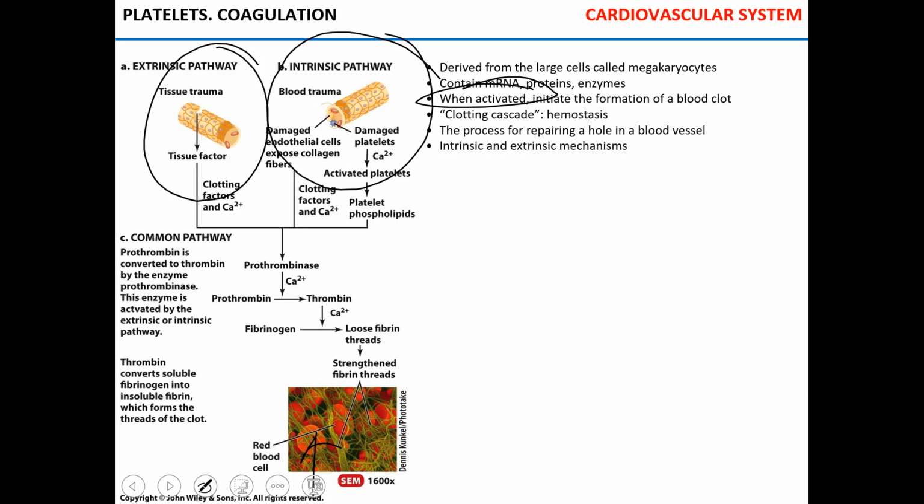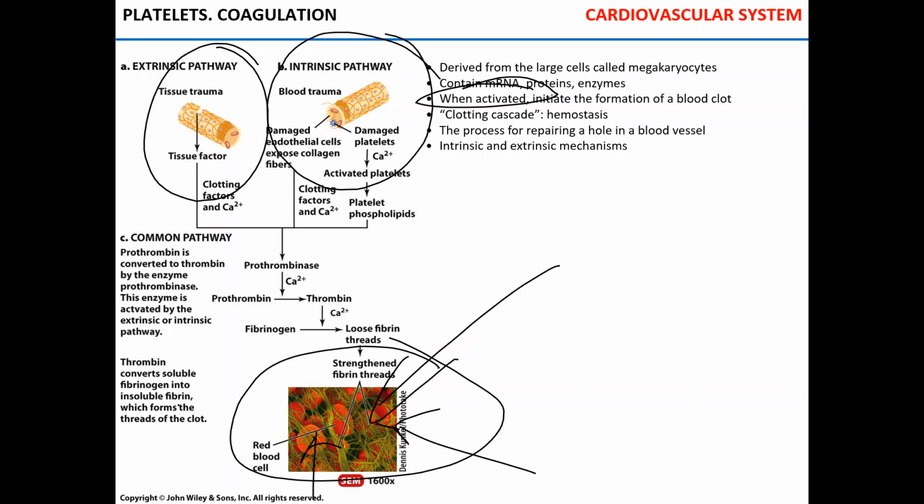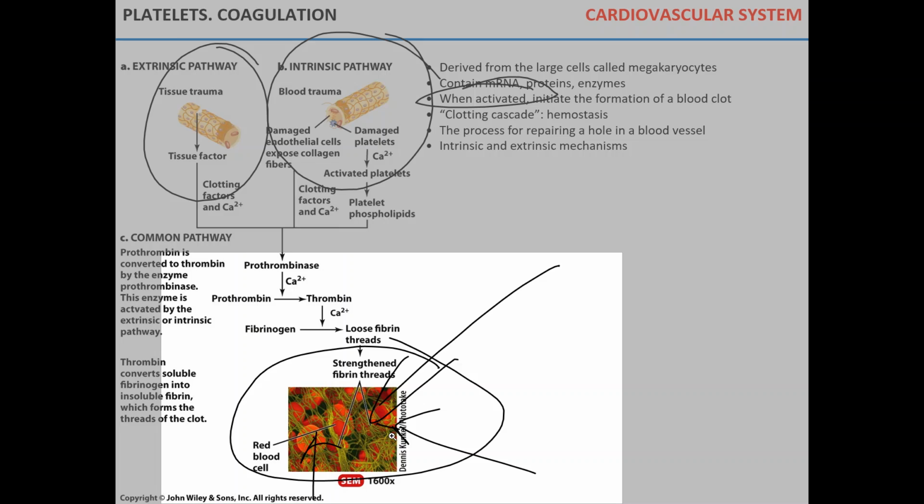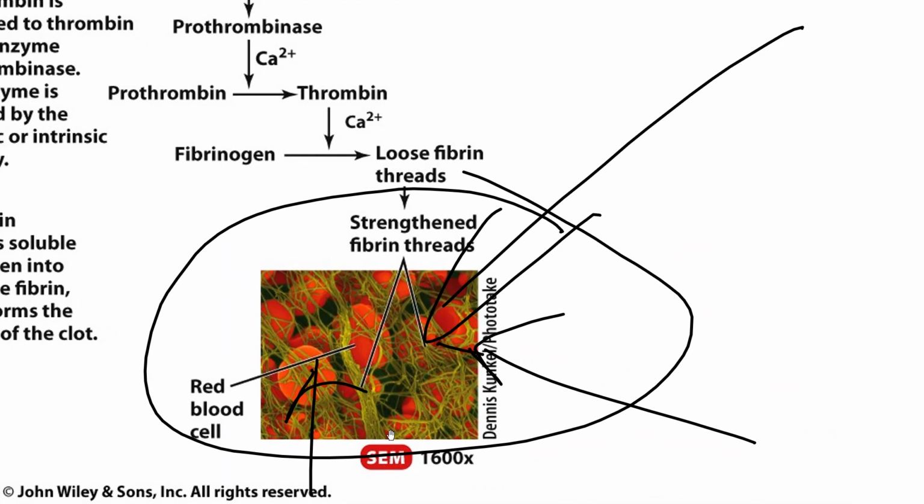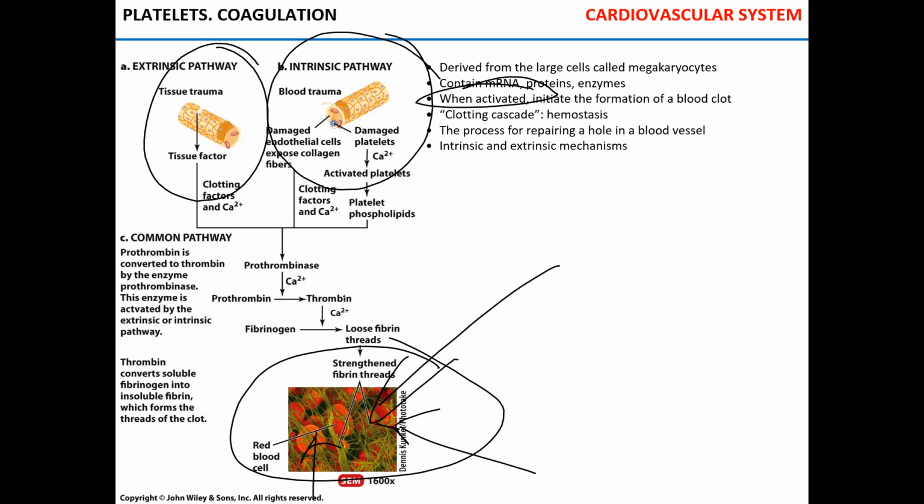Both of these pathways lead to the formation of fibrins. You probably can see here at the bottom the green threads shown here. So these threads are fibrin threads. They essentially reinforce a thrombus, make it harder to destroy. The difference between extrinsic and intrinsic pathway is what activates it.